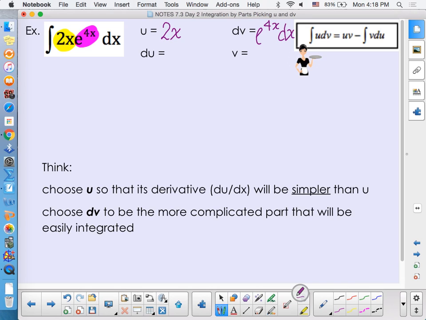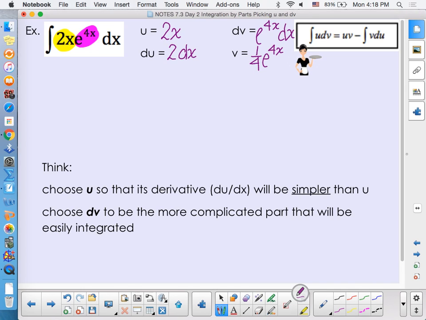I need everything from that integrand represented. Du then becomes 2 dx, much simpler than 2x even. And my v then, when you do your antiderivative of e to the 4x, you're going to come up with 1/4 e to the 4x.